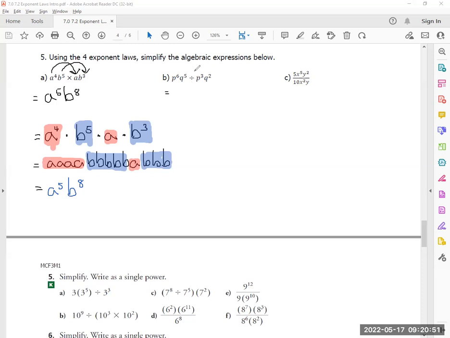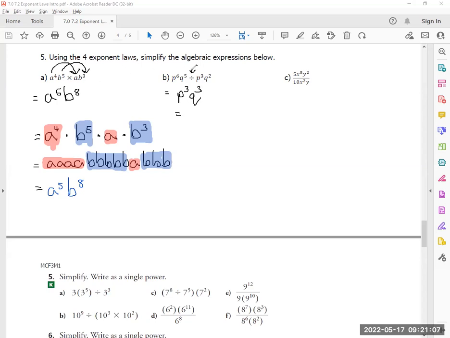Correct. That is division. Correct. How did you get that? Correct. That's it. That's it.